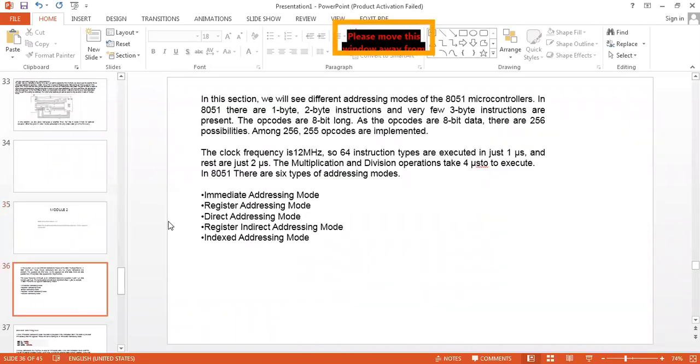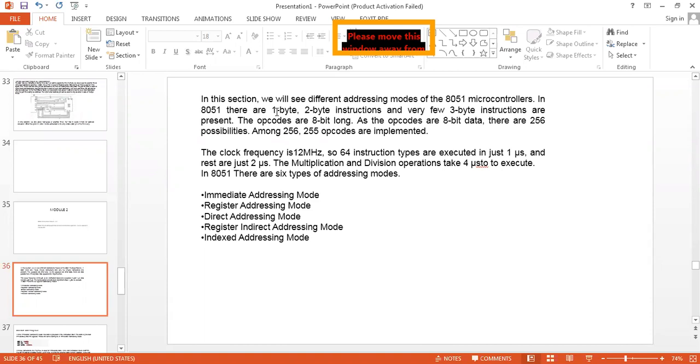addressing modes. So there are different addressing modes. Addressing modes are nothing but the way of accessing the data, the way of accessing the instruction from the memory into the ALU, or from the ALU into the memory. So the way how the data can be fetched, the data can be accessed from the memory into the ALU, or from ALU into the memory.